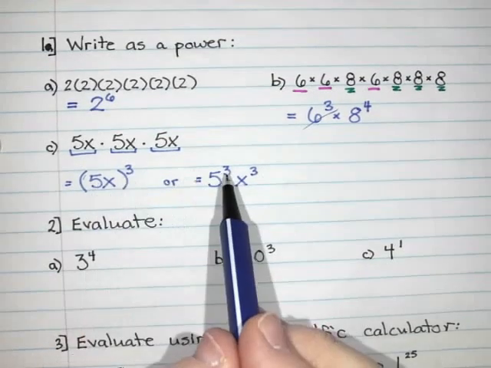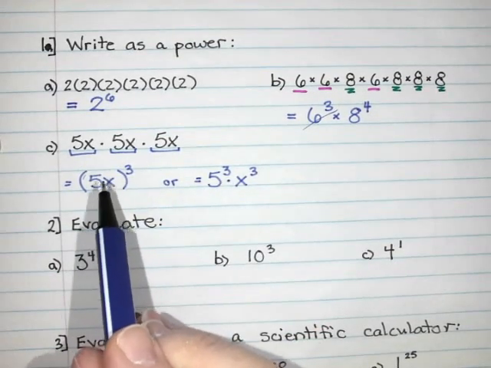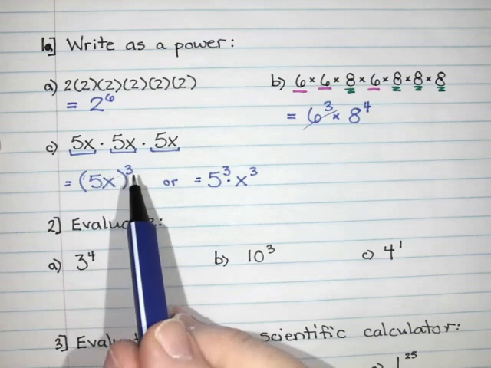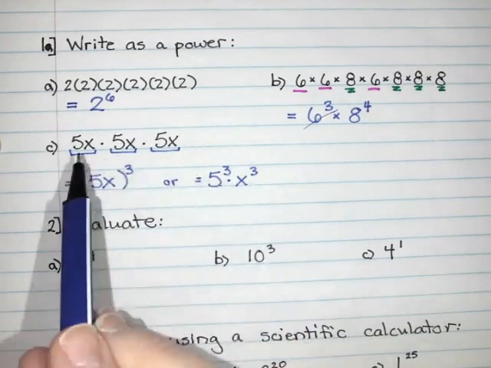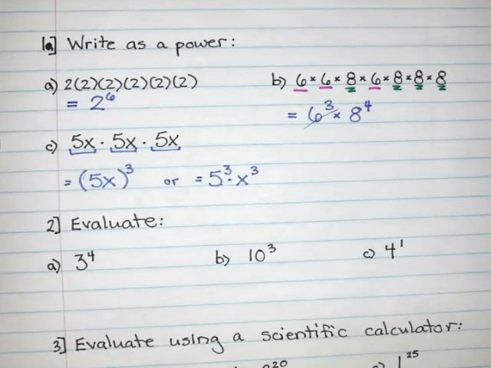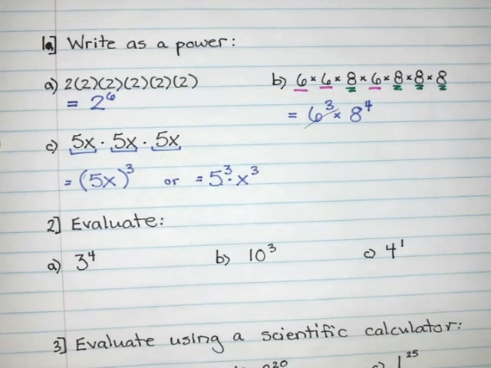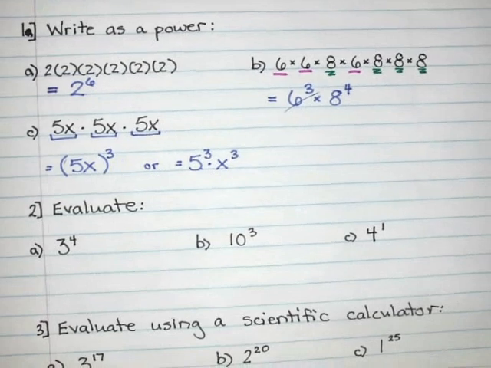So either one of these is okay. I probably would have written it as 5x together to the power of 3, but you could also say that there are 3 5's, so 5 to the 3, and then 3 x's, so x to the 3. Now the next part is asking me to evaluate.